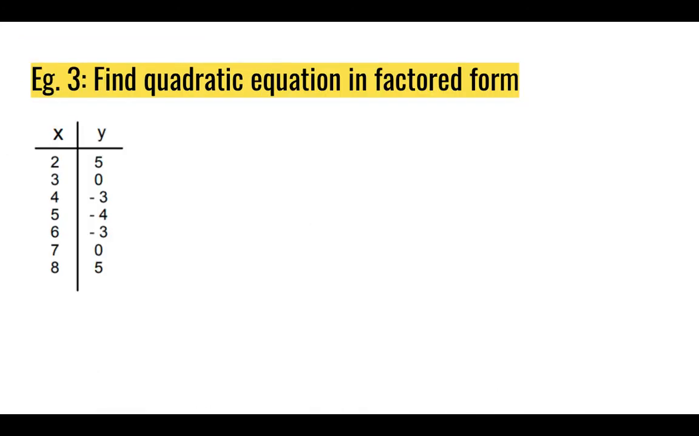Okay, another one. This one is from a table of values. So remember our step one is to find the zeros and put them into the equation. Well, don't forget that your zeros is when y is 0. So find the points when y is equal to 0.